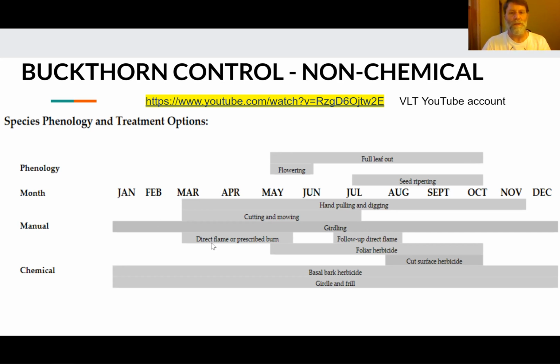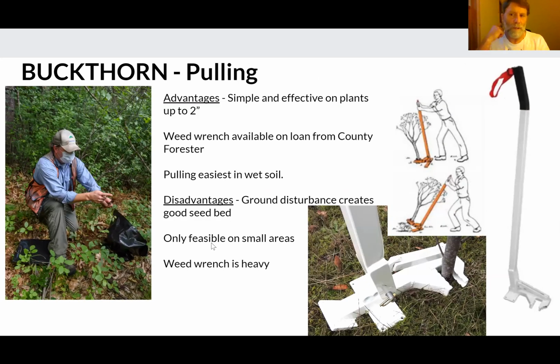So the first one that we're going to talk about, you can go to the next one, Corey, is pulling, which is sort of the most common one for buckthorn. A lot of people, it's the first thing they think of. And you know, it's really simple. If you have only a few, if you're sort of at the leading edge of that wave of invasives infestation, it can be quite effective, but it really kind of has to be on a fairly small area.